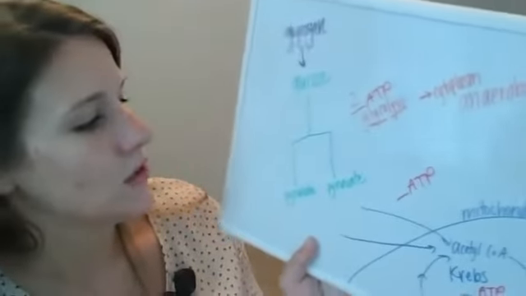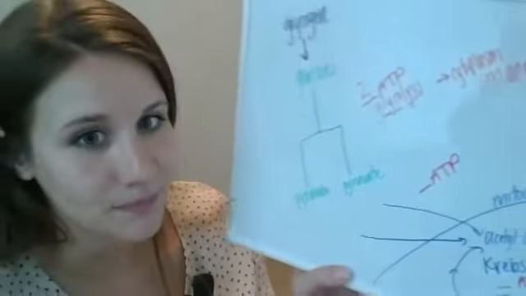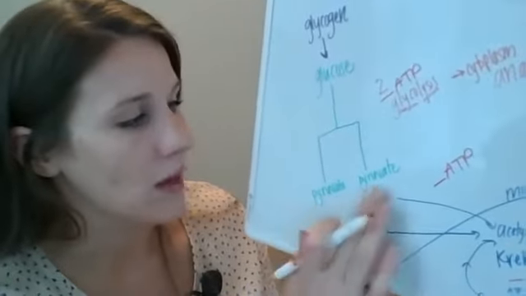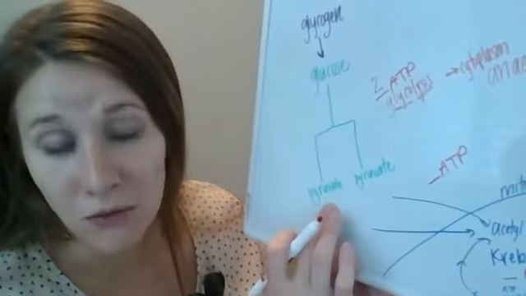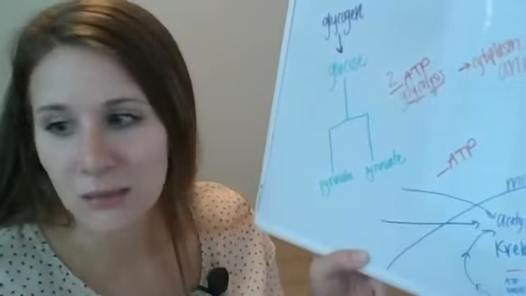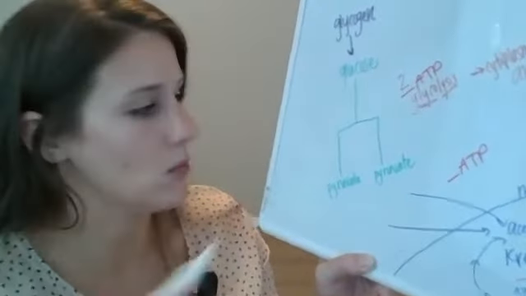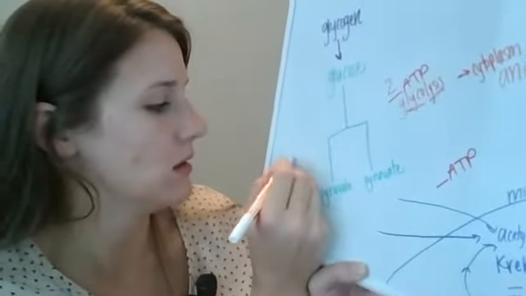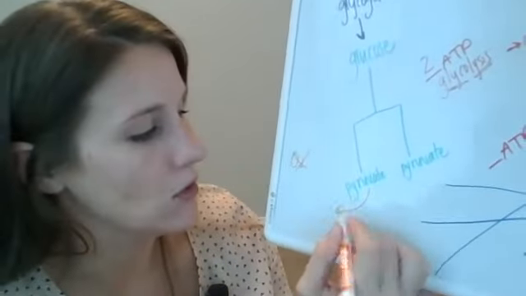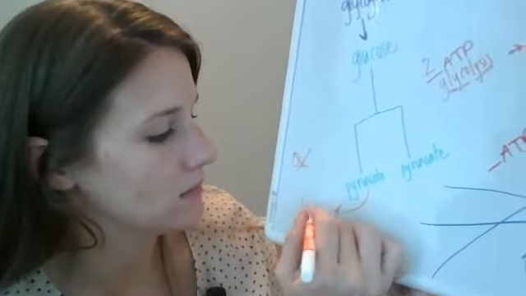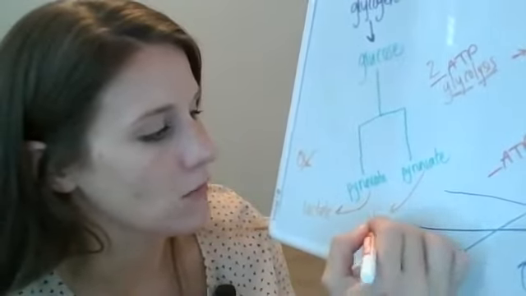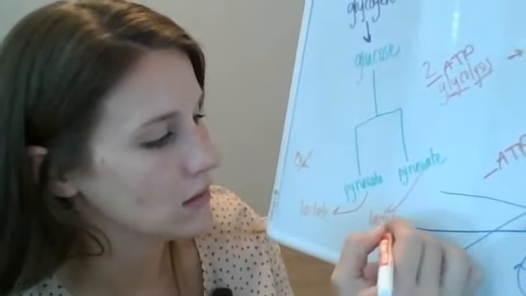Okay, so the next thing that happens depends on whether oxygen is present or not. What determines the fate of pyruvate is the presence of oxygen. So let's say oxygen is not present. So we're going to be anaerobic, O2 is not present. Okay, what happens is this pyruvate is going to be converted into lactate. Obviously both of them will be converted into lactate molecules.